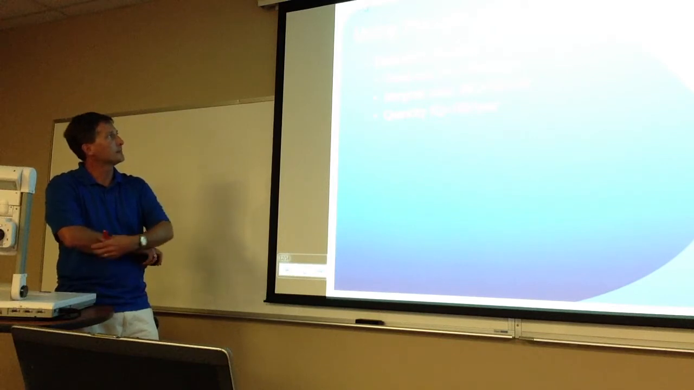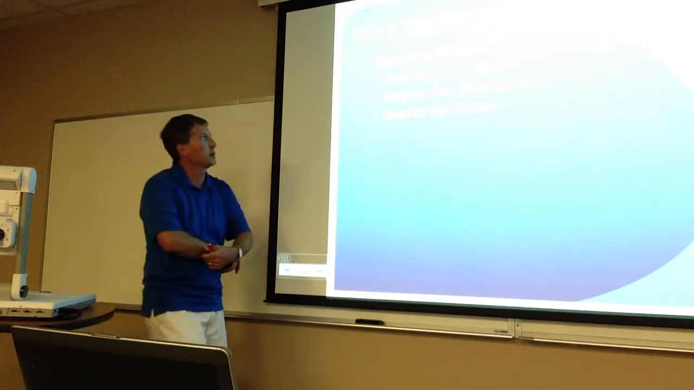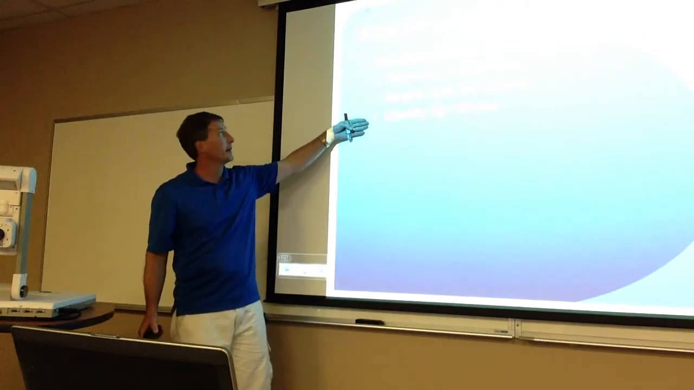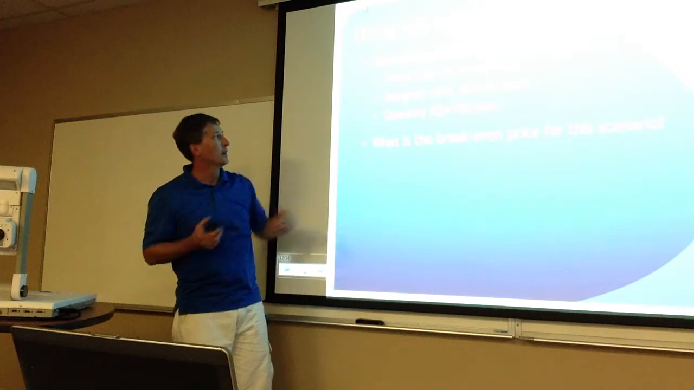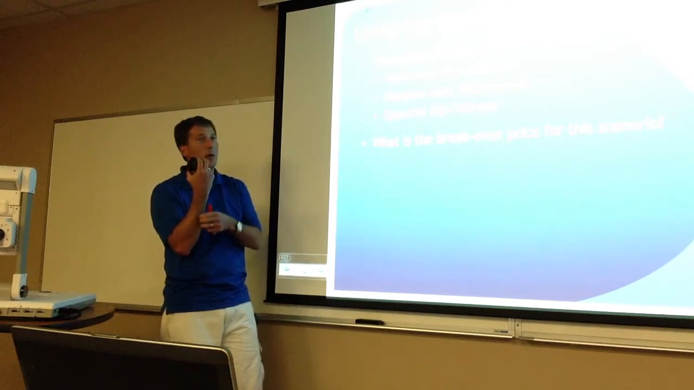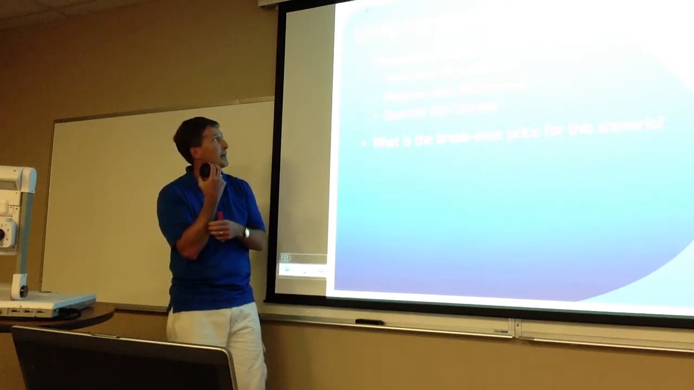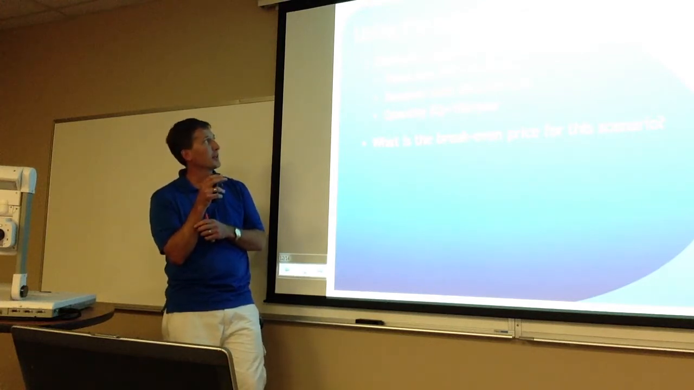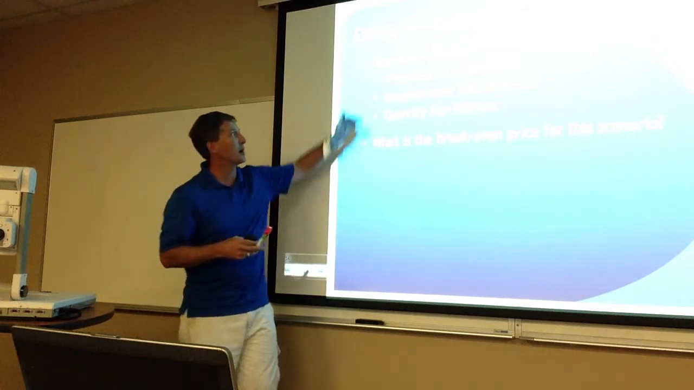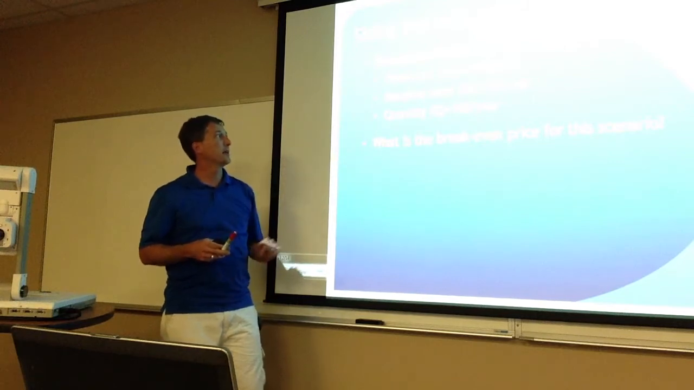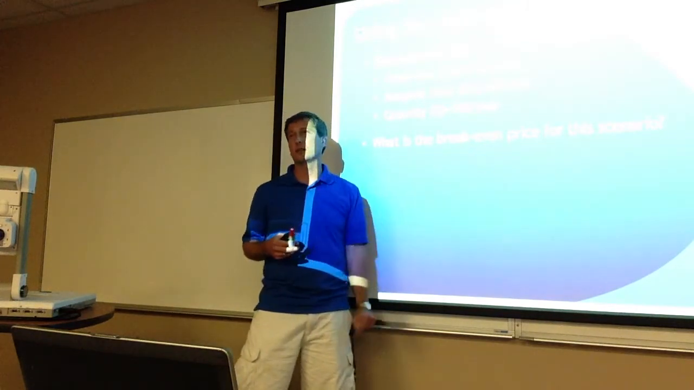This is a little simple one. Fixed cost, $100 a year. Marginal cost, $5 a unit. Quantity, 100 a year. What's the break-even price for this scenario? What's the minimum amount we need to get to break even? It's a little tricky, so be careful. You've currently got fixed costs of $100 a year. You've got marginal cost of $5 a unit. It's constant at $5. What's the minimum price you need to get to break even?